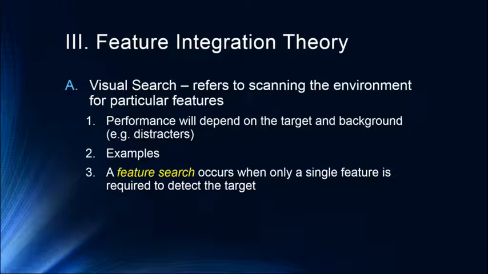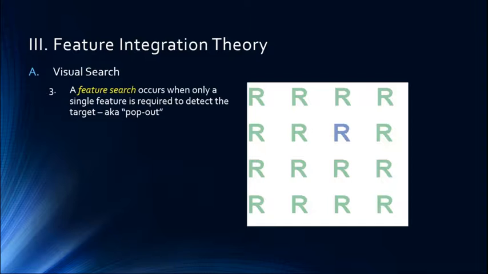So, according to feature integration theory, there are two kinds of searches for this kind of visual task. A feature search, which occurs only when a single feature is required to detect the target. And that's why we can accomplish those sort of pop-out searches so quickly. So we'll take a look at what these feature searches look like. This is a feature search. So we call that a pop-out. So it pops right out at you. You can search the entire visual field at once.